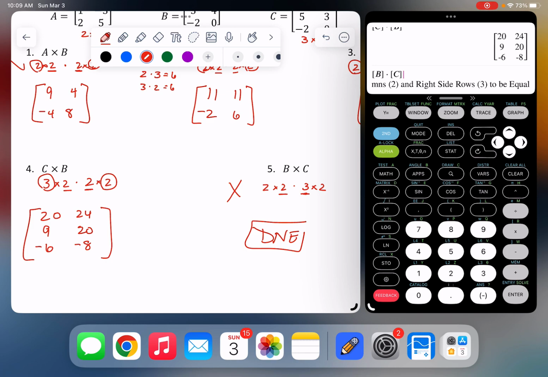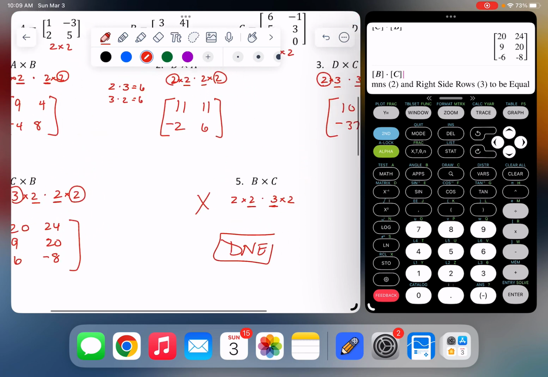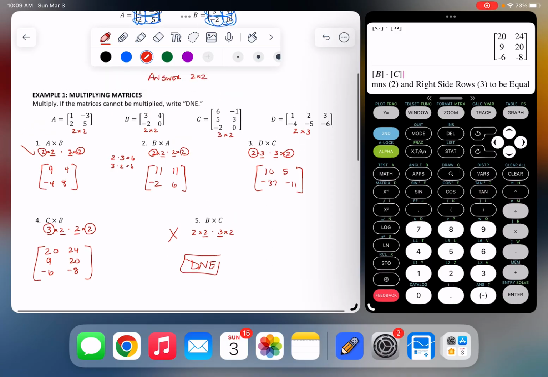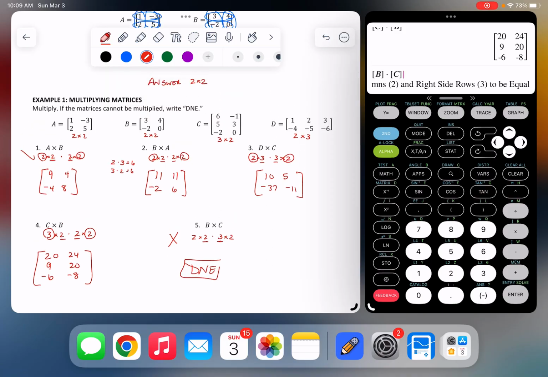So that's all we got for matrix multiplication in the calculator, all that stuff. So try out that homework. Let us know if you have any questions.